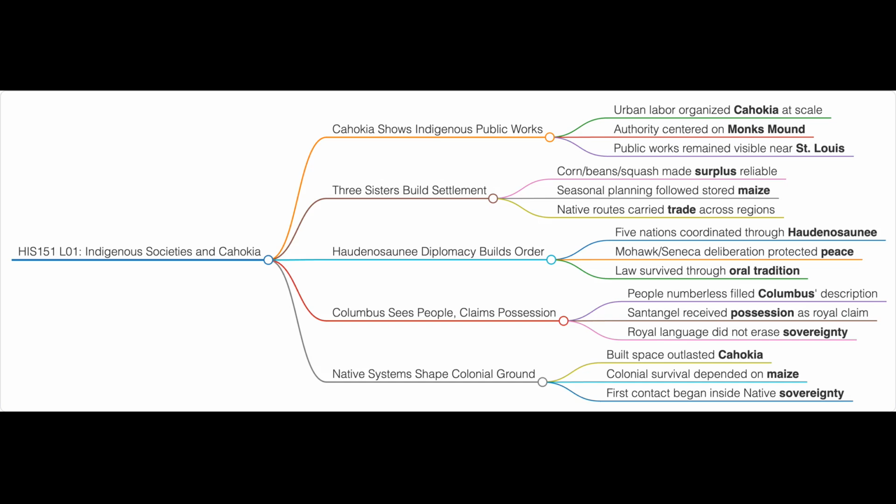The written record then adds another consequence. European letters, maps, and claims became the documents later institutions preserved most carefully. Earthworks eroded, oral records were often discounted, native communities endured, but colonial archives carried disproportionate authority in schools, courts, and public memory. A factual lecture on Cahokia and native political order corrects that imbalance by restoring older evidence to the front of the story. This restoration does not depend on sentiment.